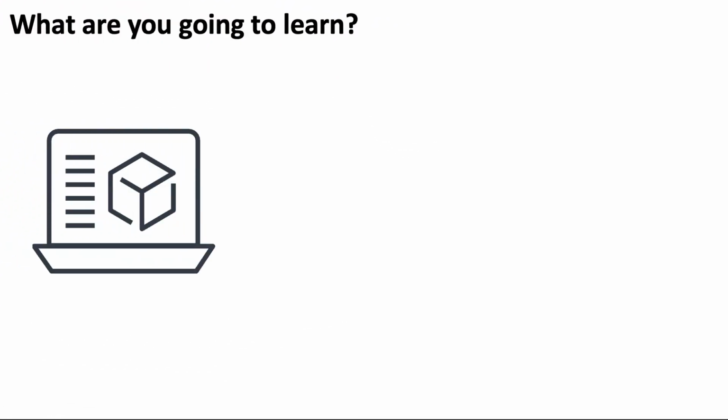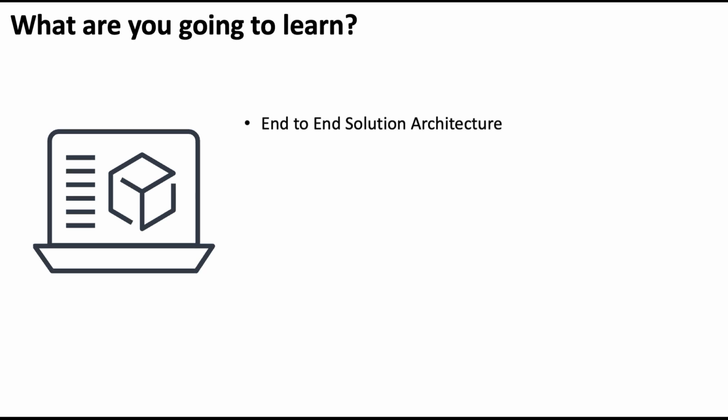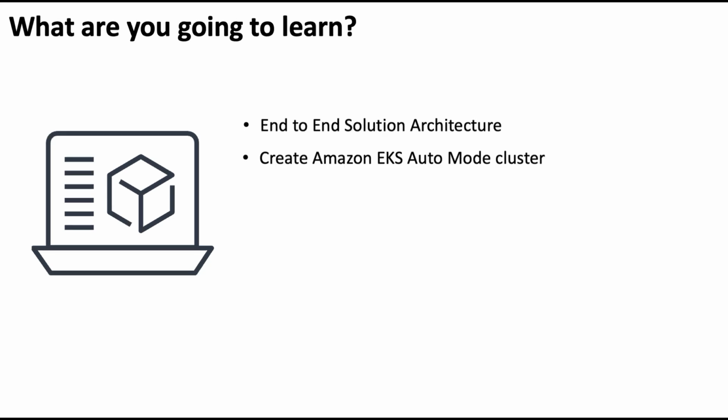In this module, you will learn the following topics: how to build and deploy an end-to-end solution architecture for hosting DeepSeek vLLM on an Amazon EKS Auto Mode cluster using GPU and Neuron based EC2 instances. How to design networking for Amazon EKS Auto Mode cluster that includes VPC and subnets, and then create the Amazon EKS Auto Mode cluster.